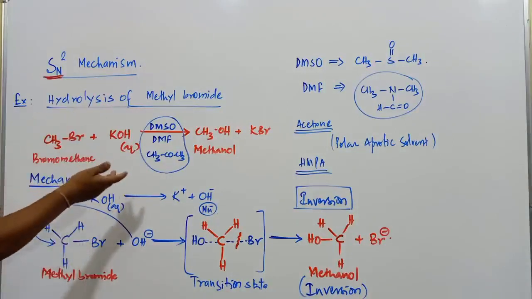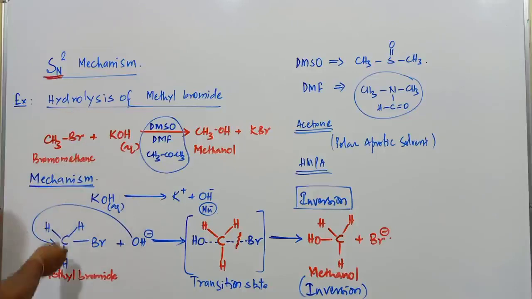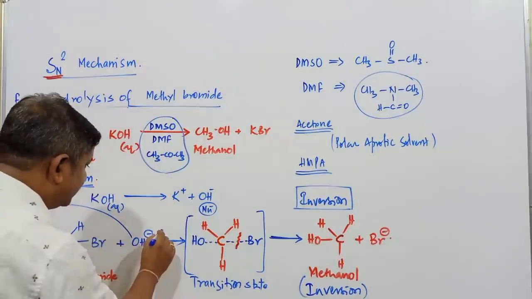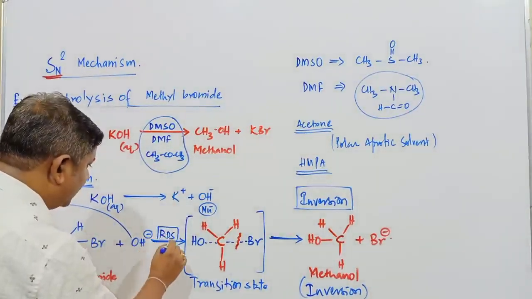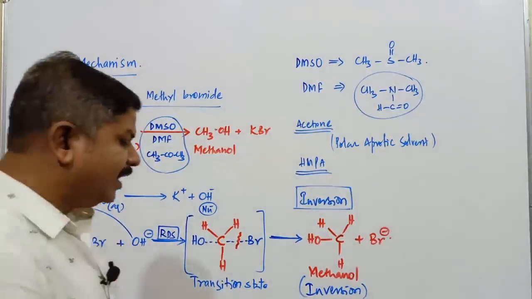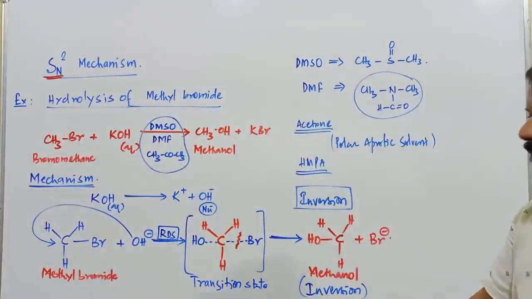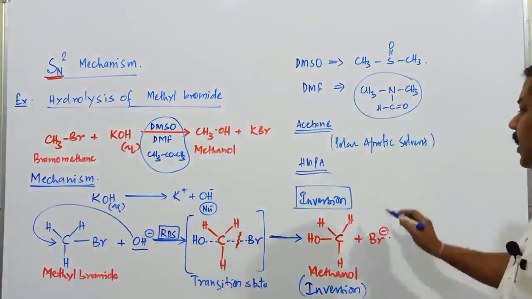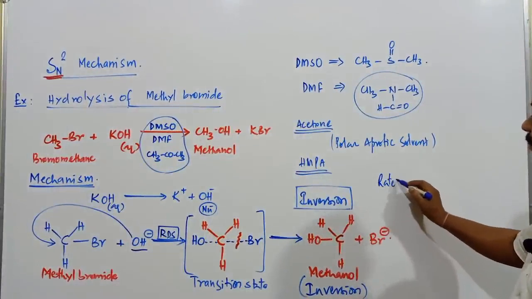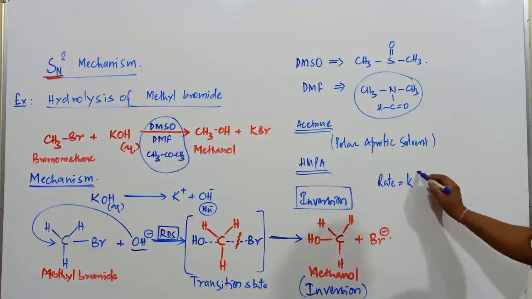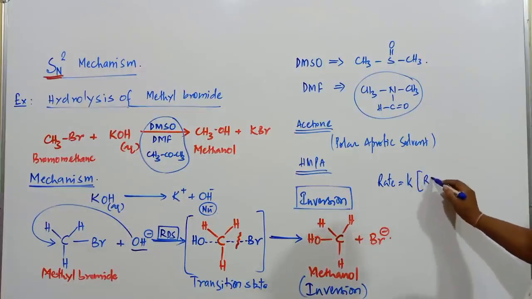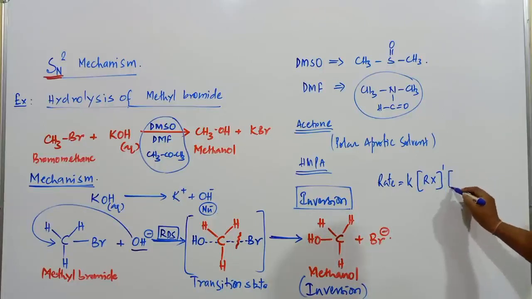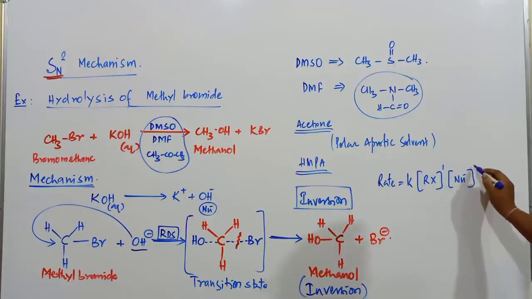If you are asked to explain the SN2 mechanism with a particular example, first you should write the reaction, next the mechanism. This mechanism takes place in only one step, and this step is commonly called the RDS. Only a single step is there. In this rate determining step, how many molecules are present? It is the nucleophile and the alkyl halide. So here we can write rate is equal to rate constant K into RX, alkyl halide, to the power 1 and the nucleophile to the power 1.